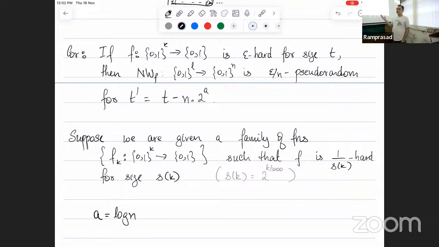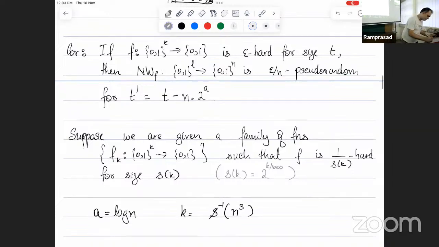Okay, and now we need to decide what is my k going to be. Like, if I want to come up with something that stretches something to n bits, I can start with any k of my choice. I need to figure out which of these hard functions do I start off with. So I'm going to start off with a function that is suitable to fool, I don't know, size n squared circuits or something. Okay, so what I'm going to do is I'm going to take k to be S inverse of, let's say, n cube.